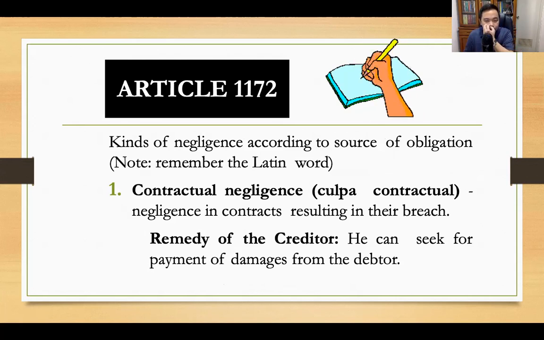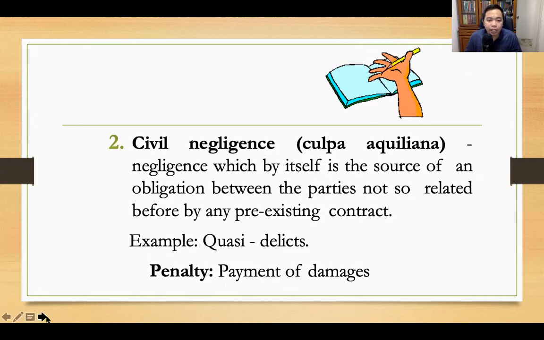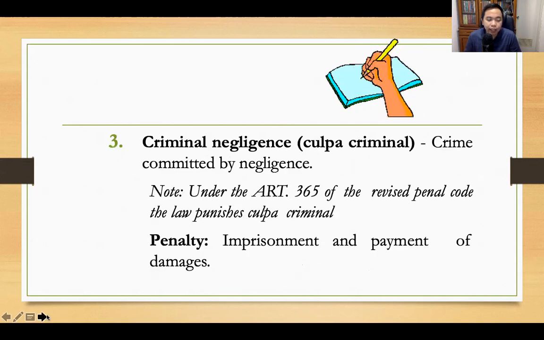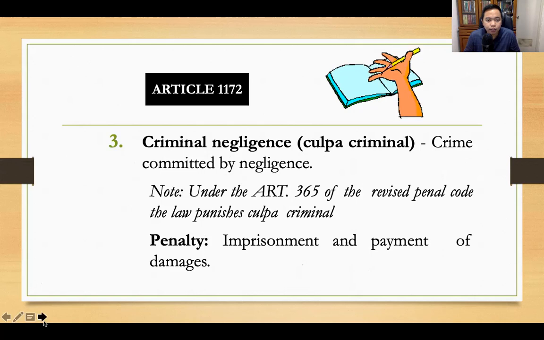There are kinds of negligence according to obligation. Contractual negligence, culpa contractual, is negligence in contracts resulting in their breach. The remedy of the creditor is to seek payment of damages. Civil negligence, culpa aquiliana, is negligence which by itself is the source of an obligation between the parties, there being no existing contract between them. Examples: quasi-delict, with payment for damages as the penalty. Criminal negligence or culpa criminal is when a crime is committed. The penalty is imprisonment and payment of damages.